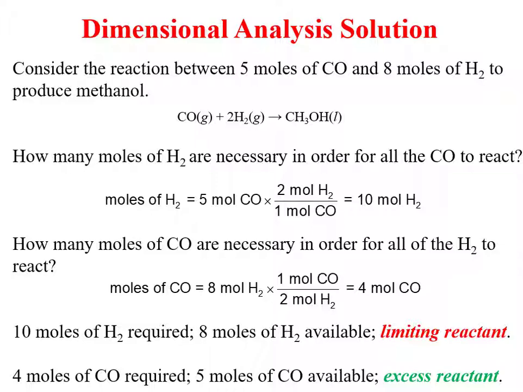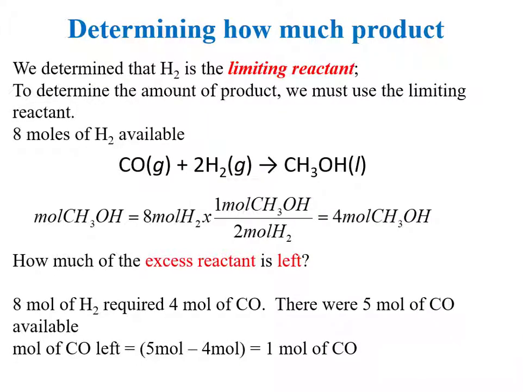So once we determine that, we can establish that for the reaction of 8 moles of hydrogen gas, we need 4 moles of carbon monoxide. This tells us that we have more than plenty moles of carbon monoxide to react. So carbon monoxide is the excess reactant. We can now determine how much product we can obtain through this reaction. In order to do that, we're going to use the limiting reactant moles. So 8 moles of hydrogen gas can be converted into the moles of methanol, which is CH3OH, and we can see that we can obtain 4 moles of methanol.